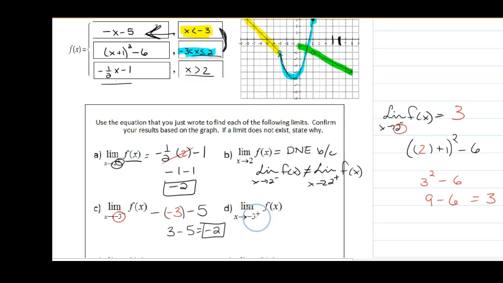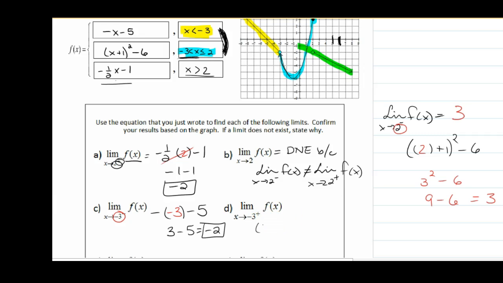This asks for the same limit, but from the right. I'm still using one of these two functions because they're the ones that deal with -3. But this one's from the right, or from the greater than side. And now this is my function that deals with x greater than -3. You can see x greater than -3. So I'm going to use this function here.